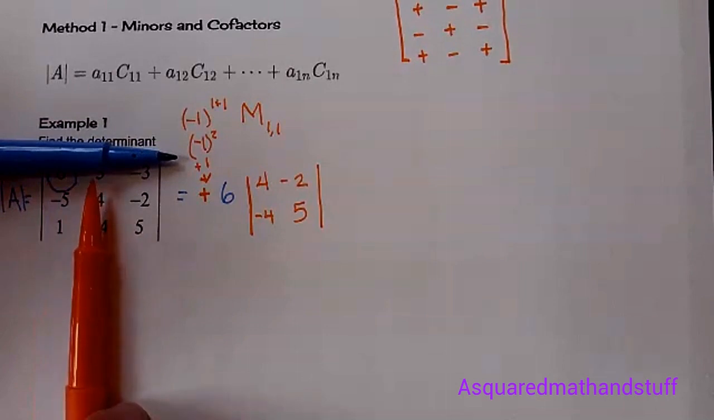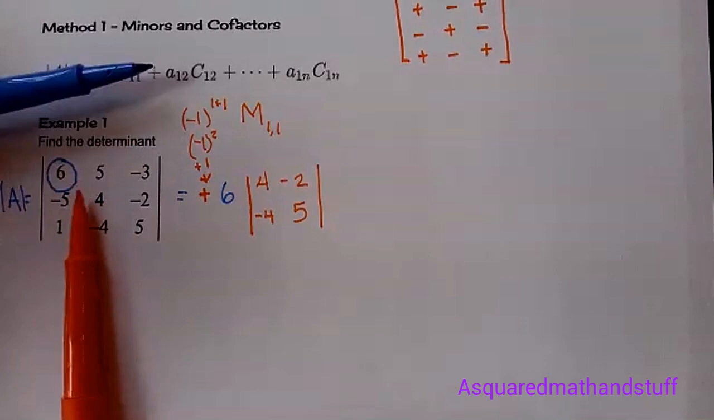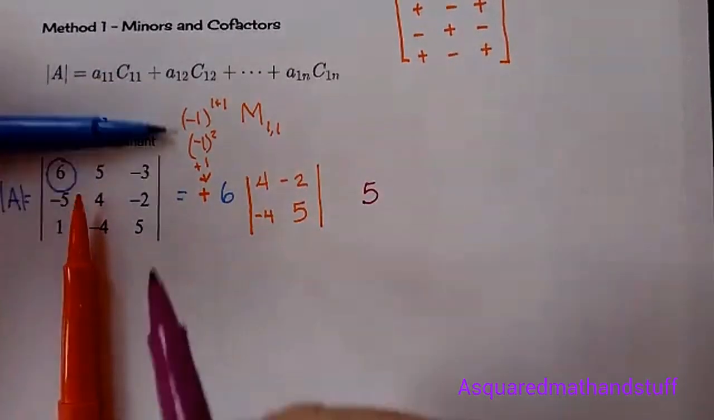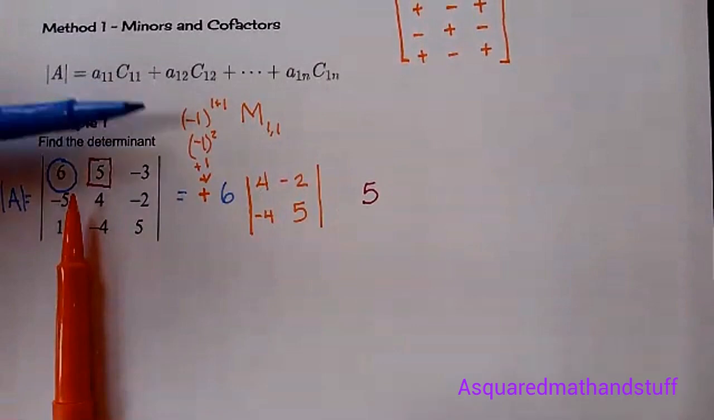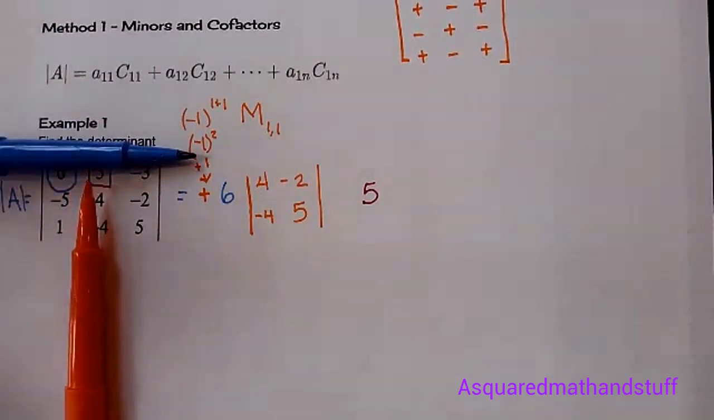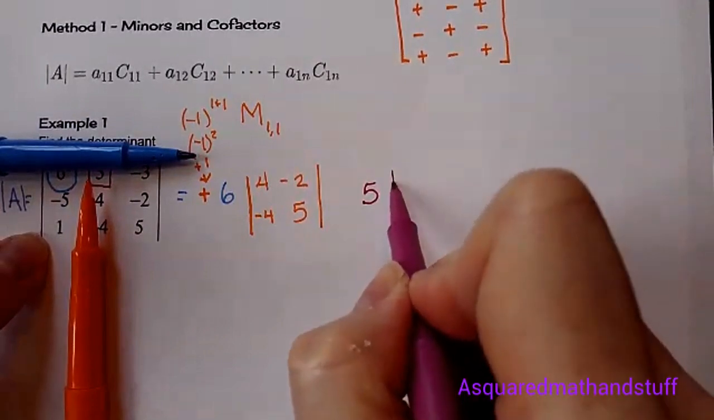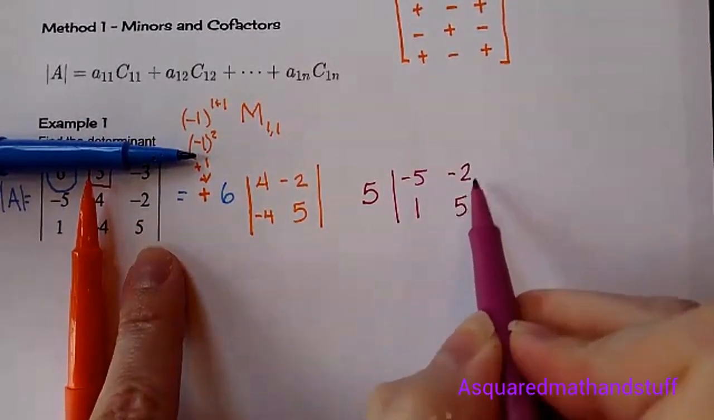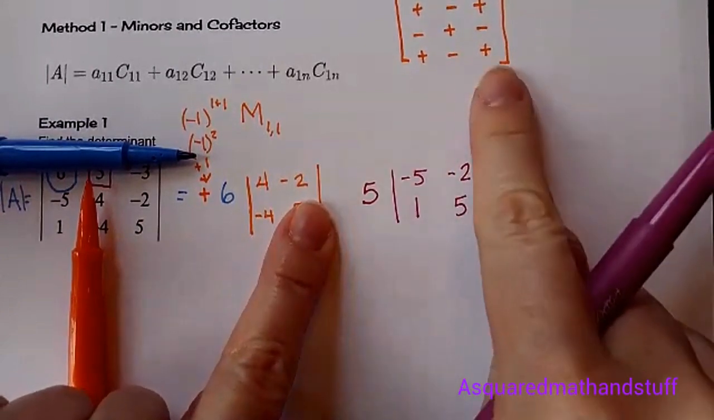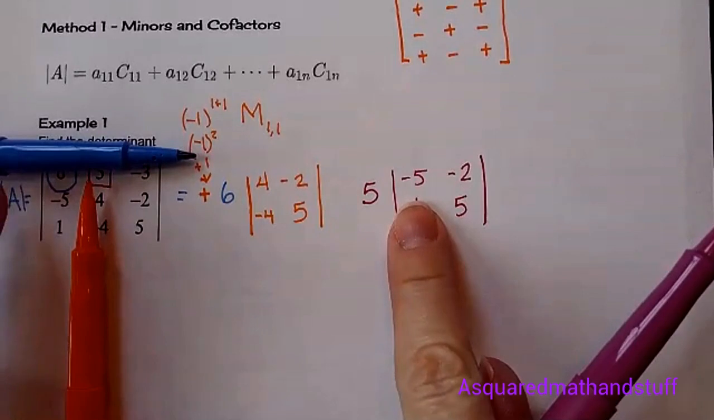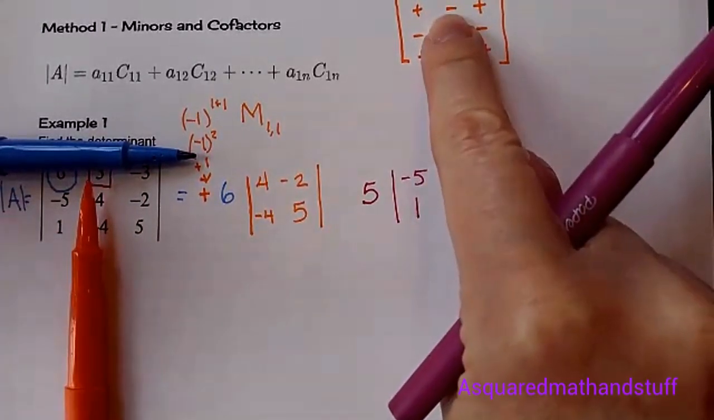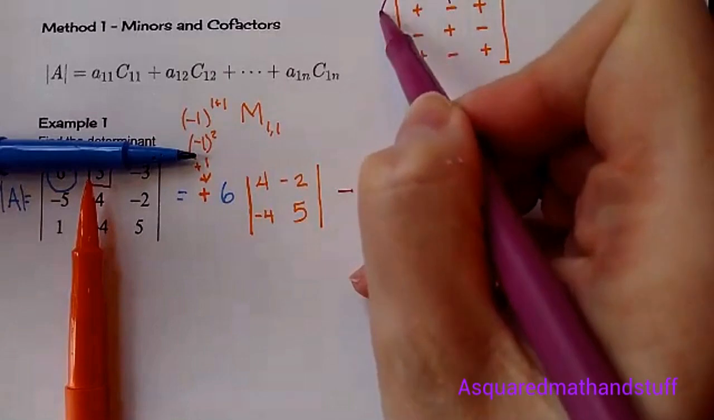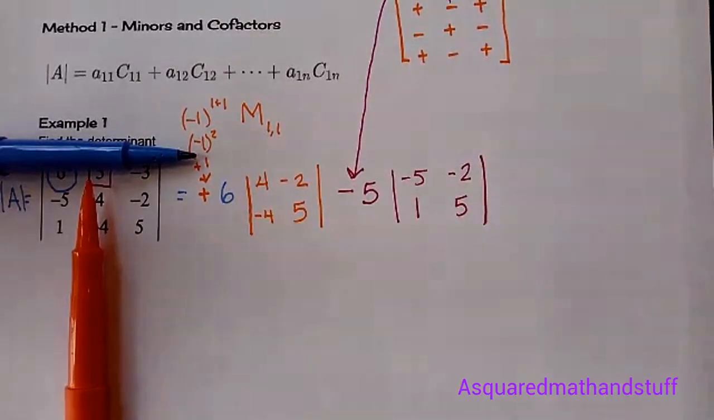Now I'm going to move to column 2. So the intersection number is 5. So let's write a 5. We have this intersection, and then I'm going to write the matrix for that minor. I have a negative 5, 1, so negative 5, 1, negative 2, and 5. And then I'm going to look at my sign chart, and I'm on the second value of row 1. So I'm looking at a negative. So I'm going to put a negative sign here, because that comes from this position. We're in the second position of row 1.